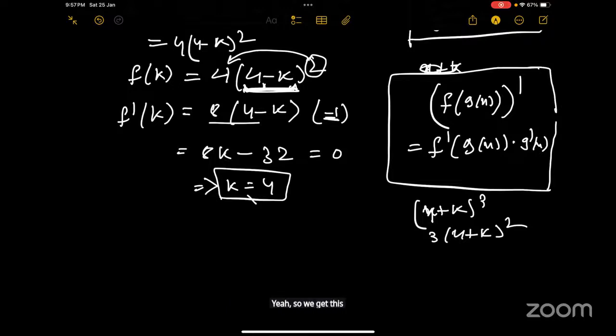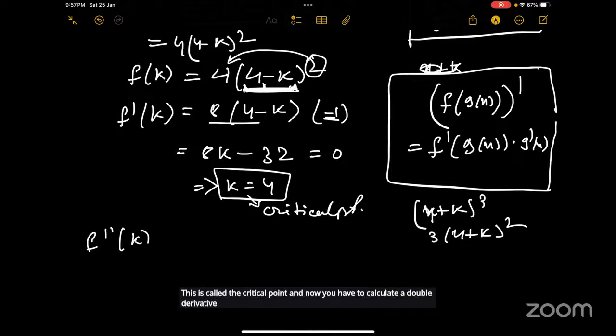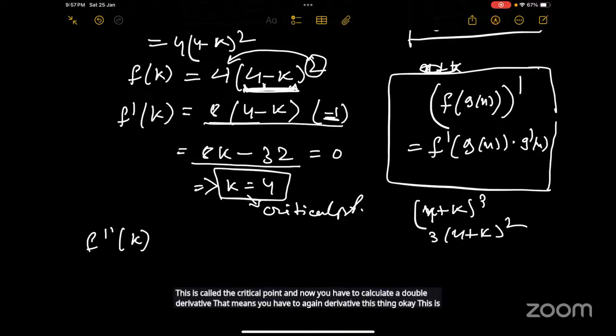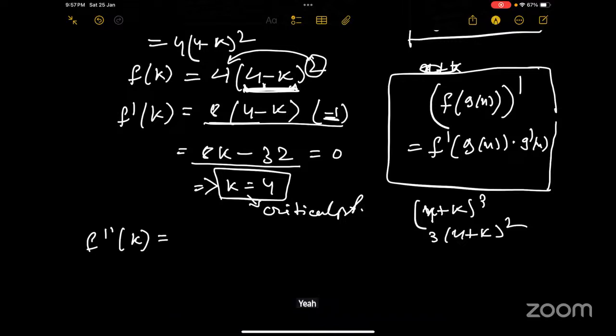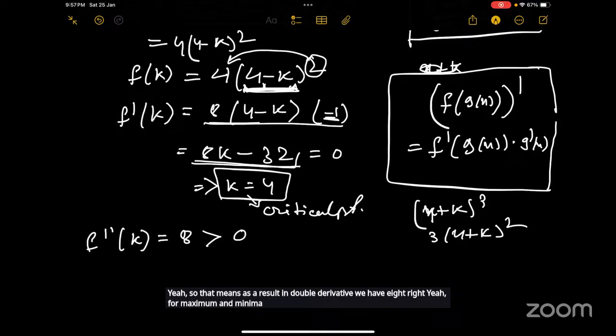This is called the critical point. And now you have to calculate the double derivative. That means you have to take the derivative of this thing again. As a result, in the double derivative we have 8, right? For maxima and minima, it is greater than 0 at any point, even at k equals 4.